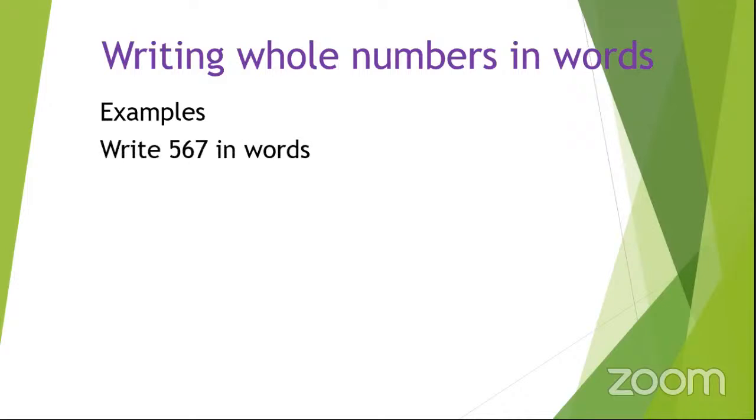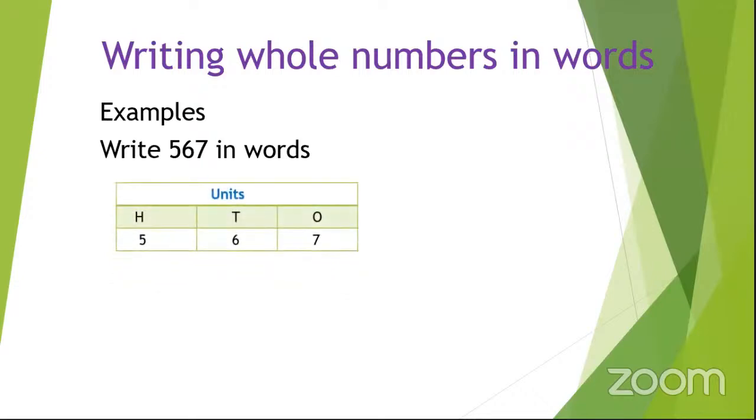Let us see an example here. Write 567 in words. What do we need to do? One is to draw the place value table, as we learned how to draw it. When you draw it, you give place values. Each digit here we have 7, 6, and 5. The place value of 7 is ones, 6 is tens, then the place value of 5 is hundreds.